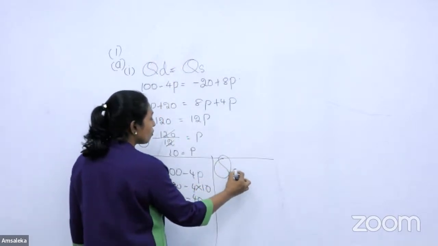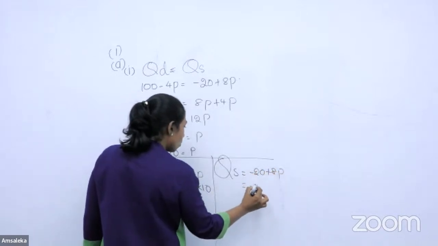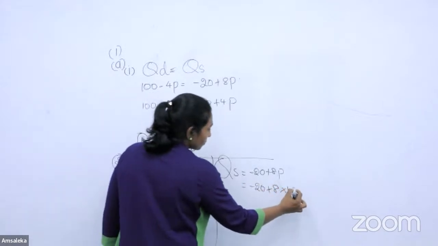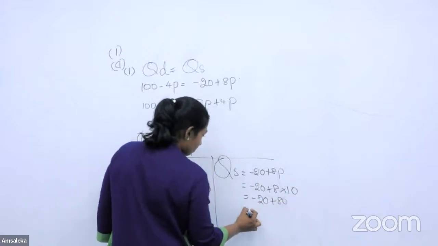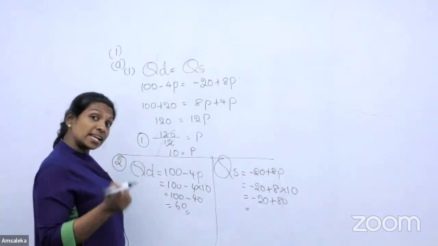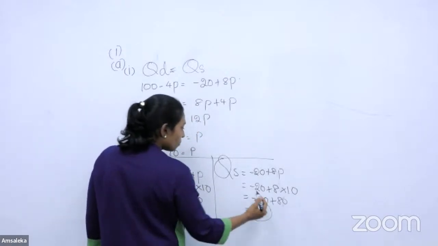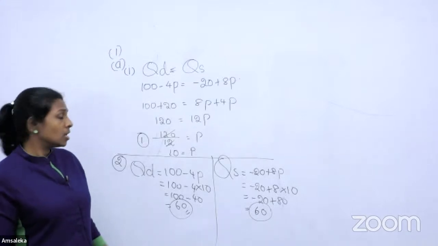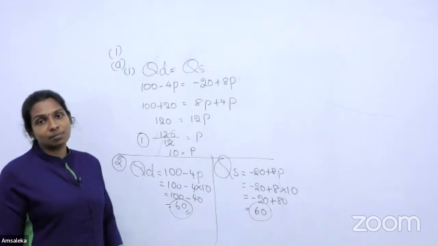So the QS formula is minus 20 plus 8P. Therefore, minus 20 plus 8 into 10. 8 into 10 is 80. So 80 minus 20 becomes what? 60. You see? Both equilibrium quantity answers are the same. So that's what I told you. Don't waste your time. You can use the QD formula or the QS formula, and finally your answer will be the same.